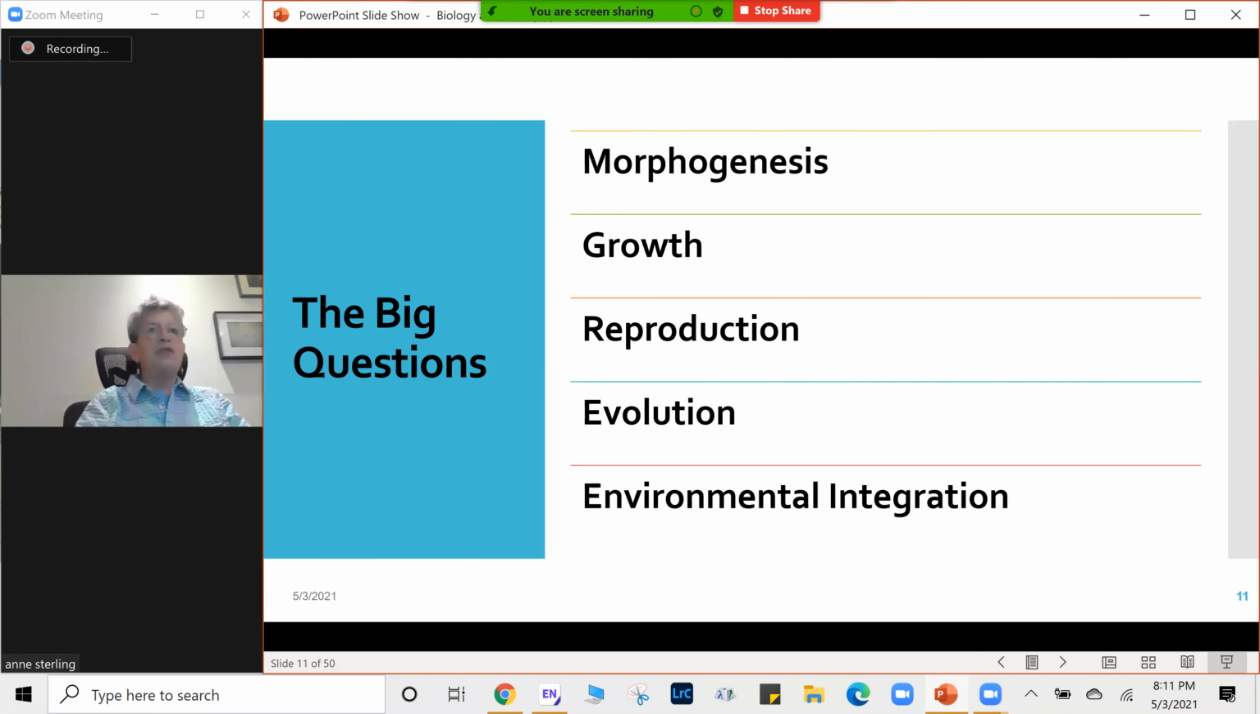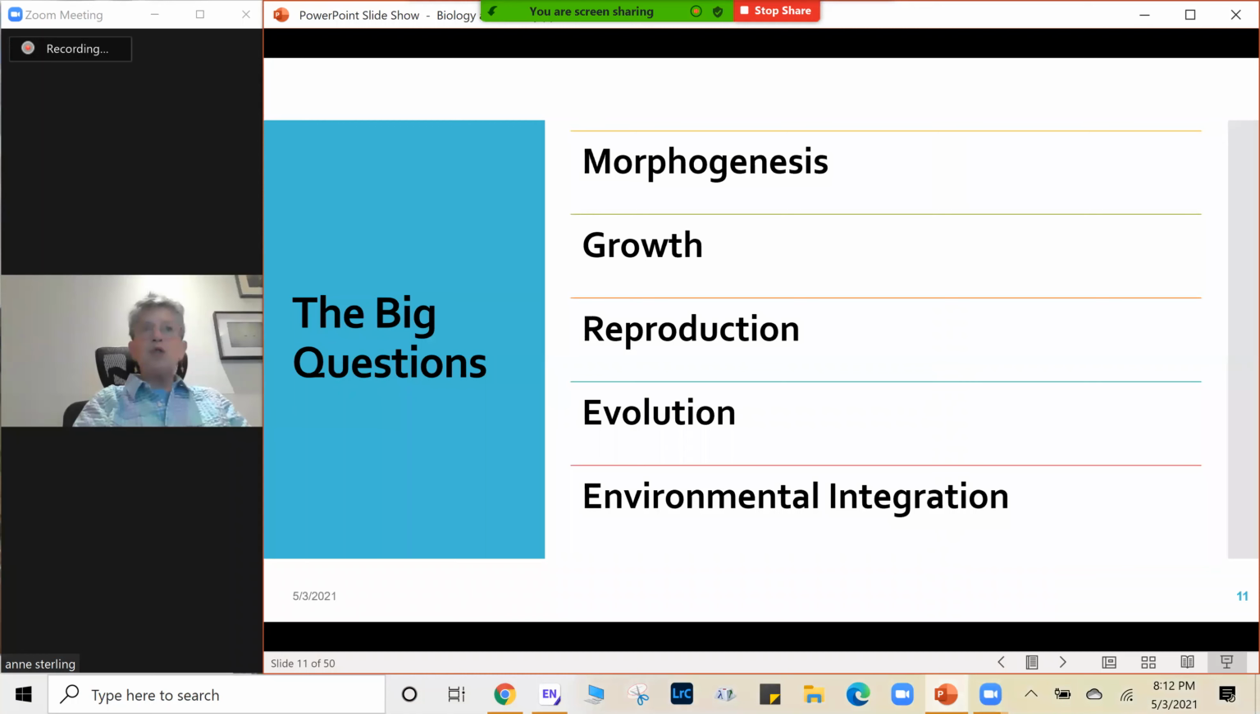Reproduction: how does fertilization occur? How does ovulation occur? And sperm formation, how does that lead to fertilization? How do you get from fertilization to implantation to the formation of all of the different body parts?